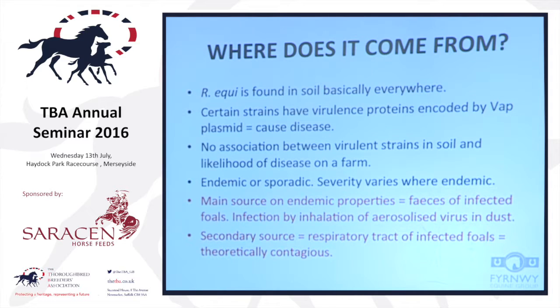This all seems great, but unfortunately there doesn't seem to be any association between whether you have these virulent strains in the soil and you have any disease on the farm. It seems to crop up sporadically and in varying numbers, with no real correlation to whether or not these bacteria are around. The main source where it's endemic seems to be the feces of infected foals. So they're spreading it around, and then it dries in the ground and is breathed in basically by other foals. And it's also been more recently established that infected foals also shed it in their breath, so they are therefore directly contagious to other foals.